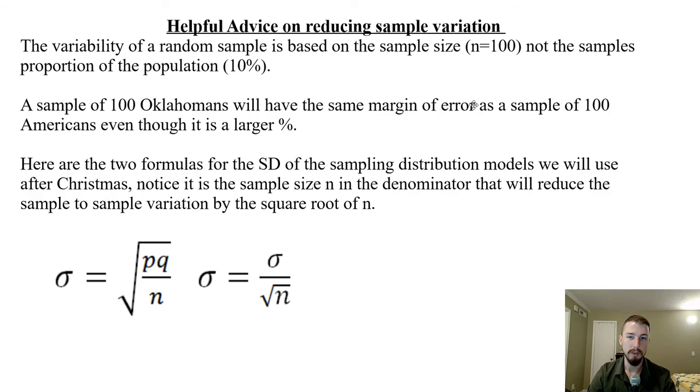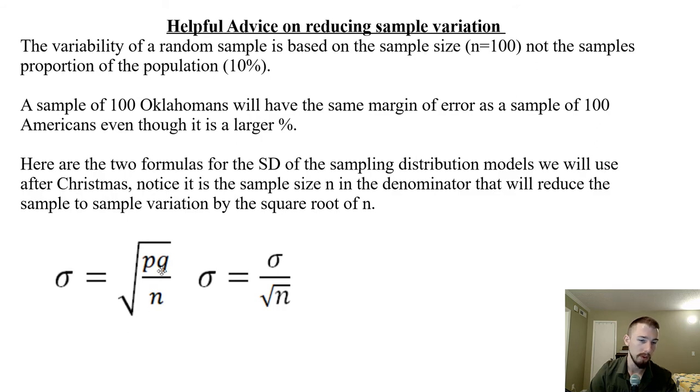All right, helpful advice on reducing sample variation. The variability of a random sample is based on the sample size, like 100, not the population size or the proportion, like 10%. For example, a sample of 100 Oklahomans will have the same margin of error as a sample of 100 Americans, even though clearly there are more Americans than Oklahomans. Even though it's a larger percentage, it really matters the number, not the proportion, of the sample size. So here are two formulas for standard deviation in the sampling distribution models we'll use after Christmas. Notice the size of n is in the denominator, which will reduce the sample to sample variation by the square root of n.